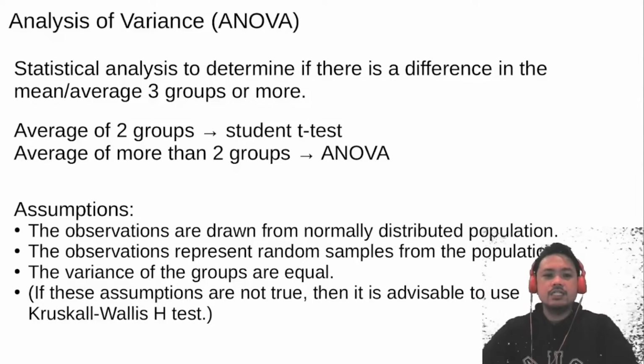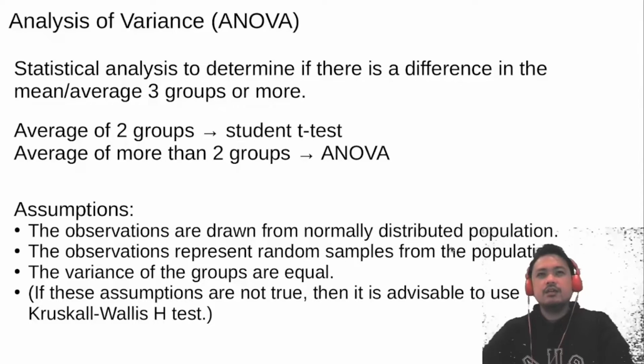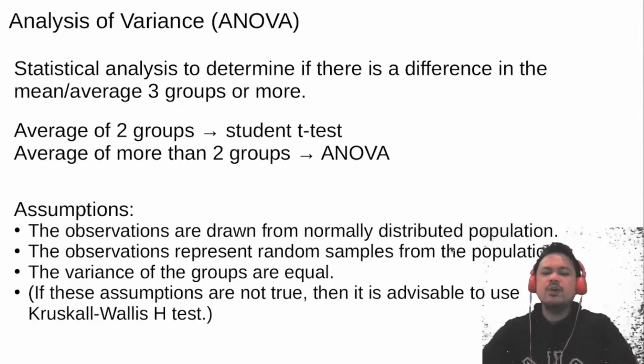Just like the t-test, we have assumptions that we need to fulfill. But for the purpose of this video, we will not indulge in checking these assumptions. The assumption of ANOVA is, first, the observations are drawn from a normally distributed population. Second, observations represent random samples from the population. That means that the sample we will analyze later would fit the histogram of the population.